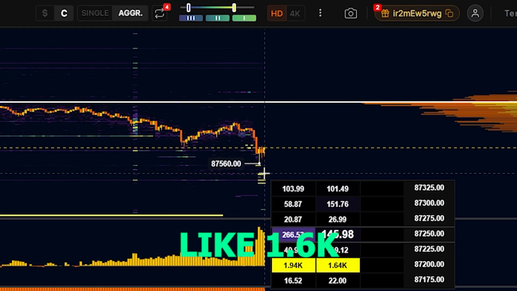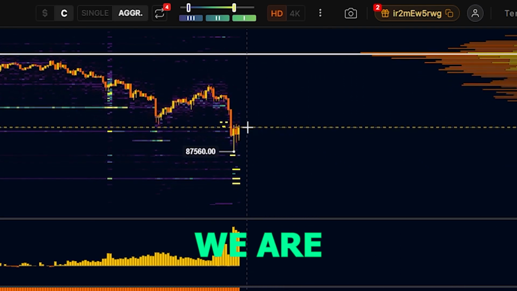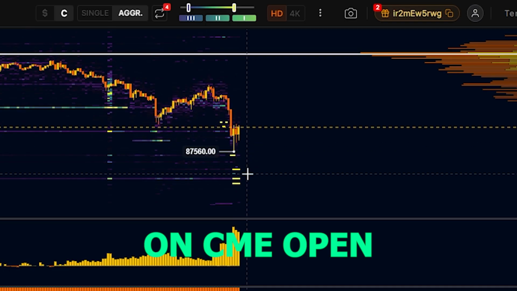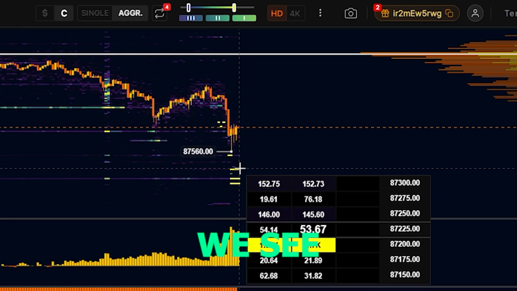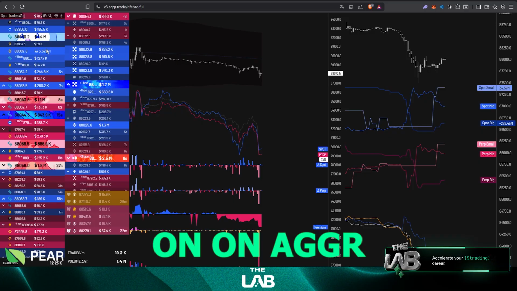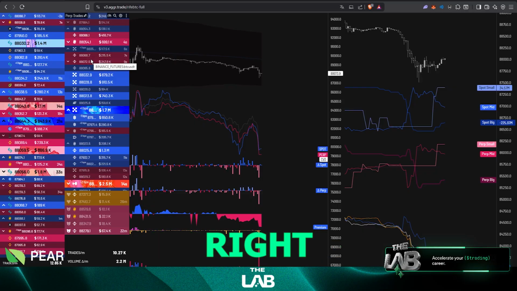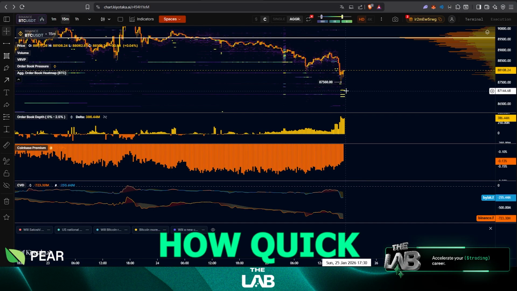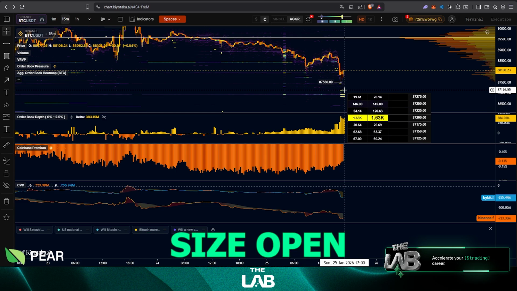So we see a 1.6k BTC limit order to buy BTC, because it's below price, sitting at 87.2k, or 86.9. We see some buyers at 87k. For example, we are seeing some downside today at CME Open. You could say that it will probably be interesting to observe a low at those levels, because then we see how many limit orders are there and how many market sellers we're witnessing on aggr have to absorb to push the price even lower, right? And you get a feeling about how quickly they absorbed 1.7k BTC, which is size. You don't see that size often in the book.